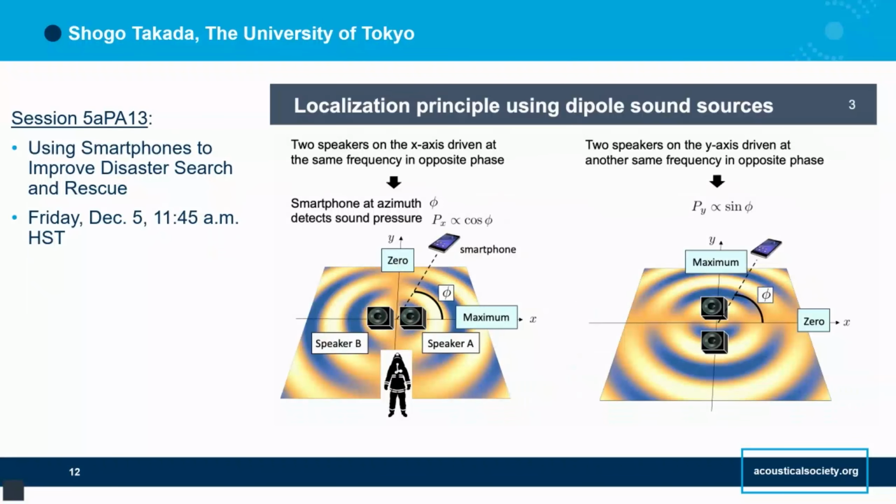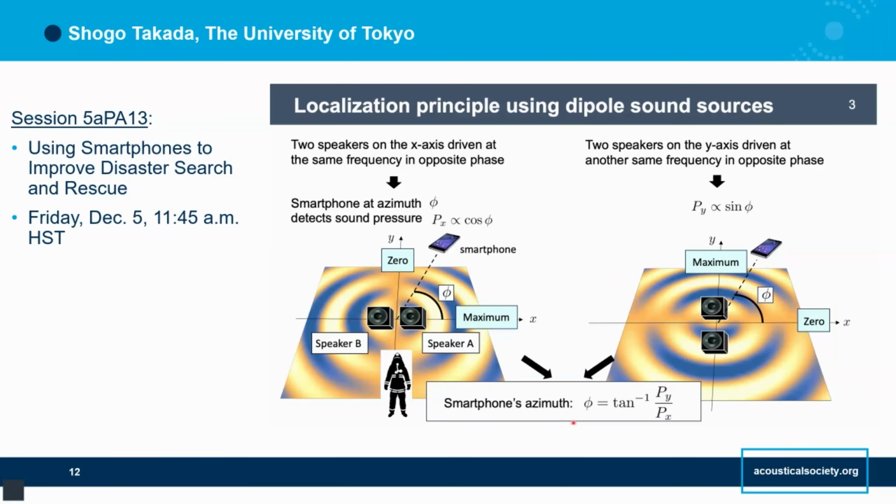Similarly, if we drive another dipole sound source along the y-axis with a frequency different from that of the x-dipole, the sound pressure measured by our smartphone is proportional to sine phi. Hence, if our smartphone measures two dipole sounds, simply taking their ratio gives the angle information. This is the basic principle.